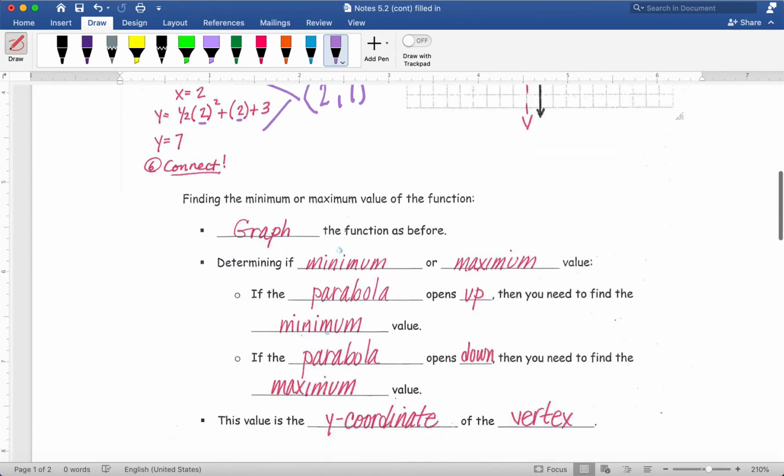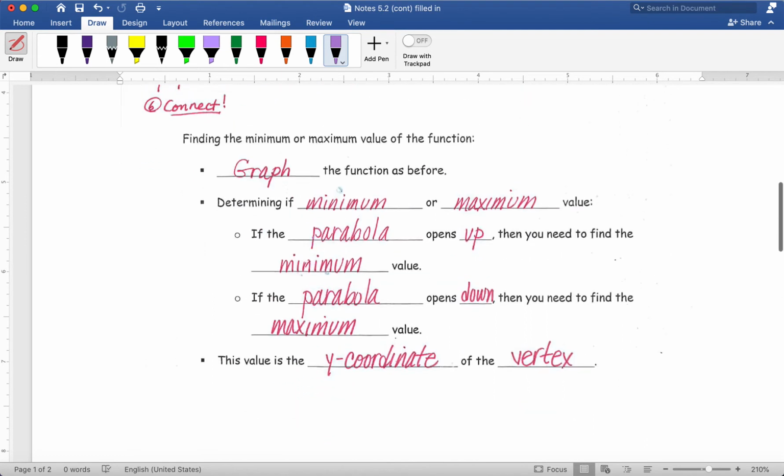All right. Talking about this part of the notes. Finding the minimum or the maximum value of the function. You're going to graph the function as before. You determine if there's a min or a max, and I know I spoke about this in the other part of the video. You know, if the parabola opens up.